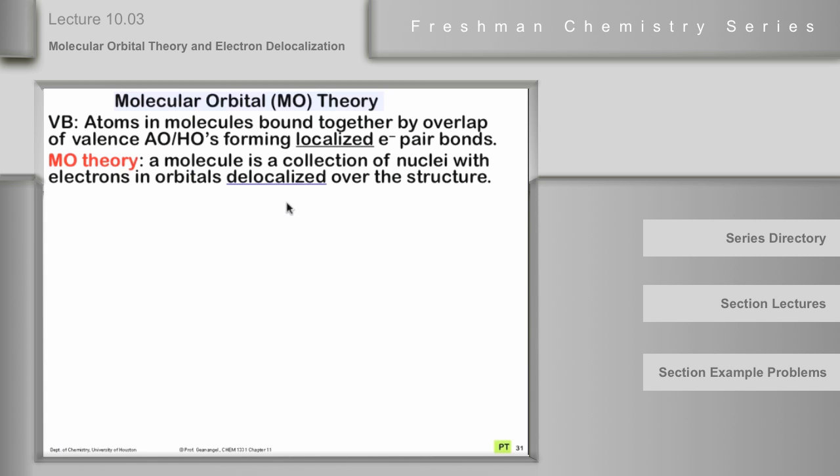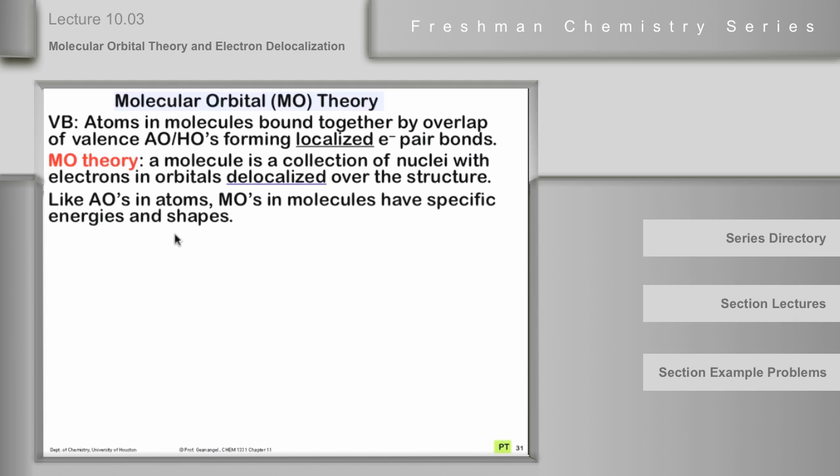Instead of just being a localized electron pair bond, if you put a pair of electrons in a molecular orbital, they may spread out over the whole molecule. Now, what's good about that? If you can spread out electron density, you're always better off, right? Because electrons repel one another. So the idea of delocalization is a very favorable one, and this model leads us right to it. In the molecular orbital theory, a molecule is pictured as a collection of nuclei with electrons in molecular orbitals delocalized over the structure. Like the atomic orbitals, molecular orbitals of molecules have specific energies and shapes.